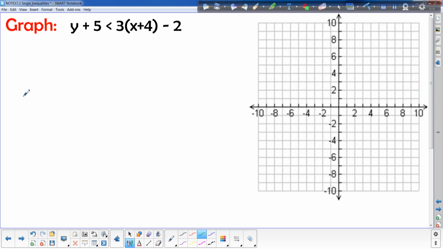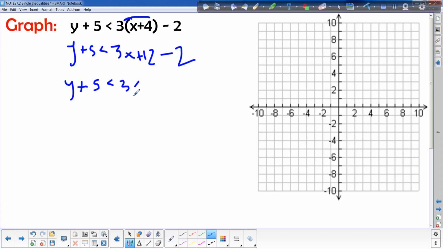Next one, it's messy looking. It's not slope-intercept form. So let's go ahead and distribute first. So y plus 5 is less than 3x plus 12 minus 2. Let's combine our like terms. That's 3x plus 10. 12 minus 2 is 10. Now let's subtract 5 from both sides. y is less than 3x plus 5.